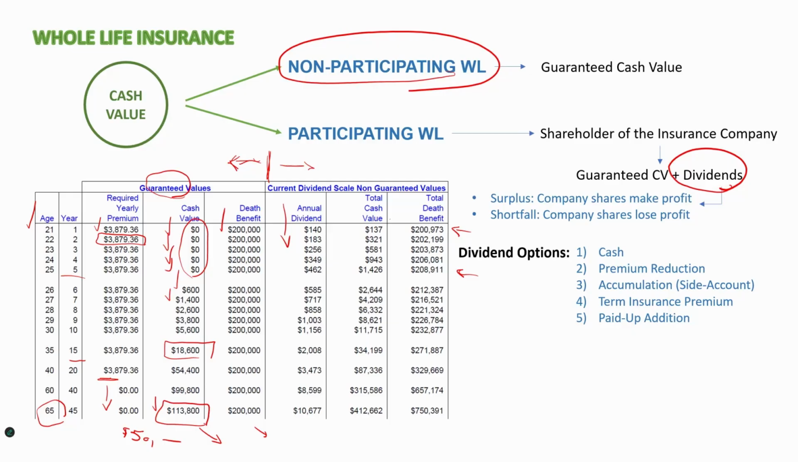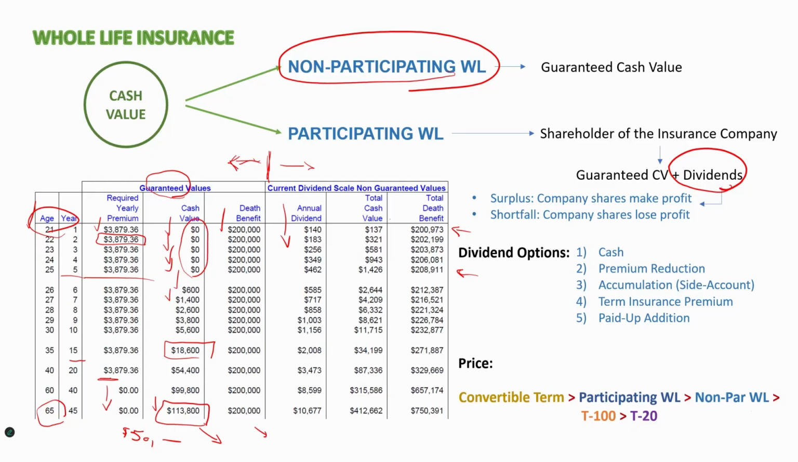So this is what a non-participating whole life is, what a participating whole life is, what the differences are, and how the dividends are used. It's important to know that price-wise, convertible term is still the most expensive policy. Why? Because you have a term insurance. Let's say this person is 20 years old and is now buying a $200,000 policy, which is going to cost them 38 to 79 a year.